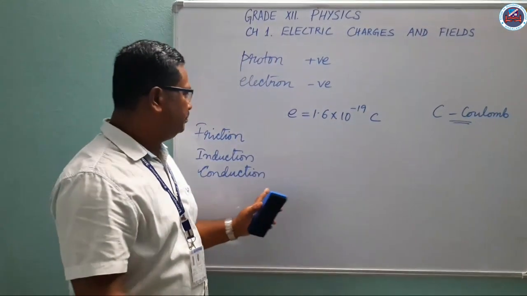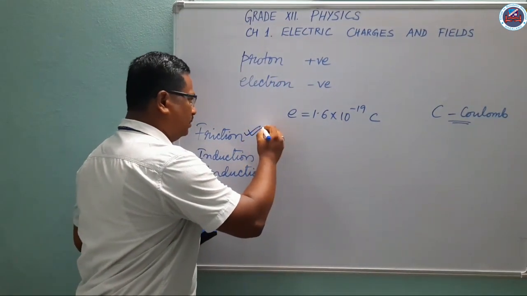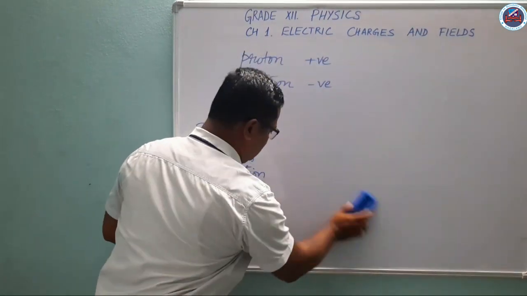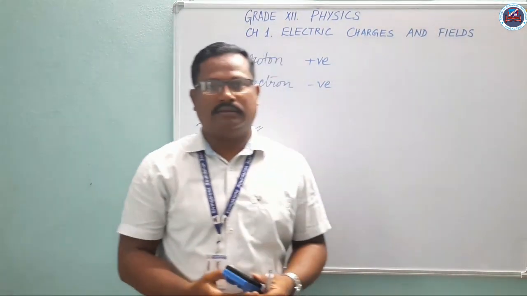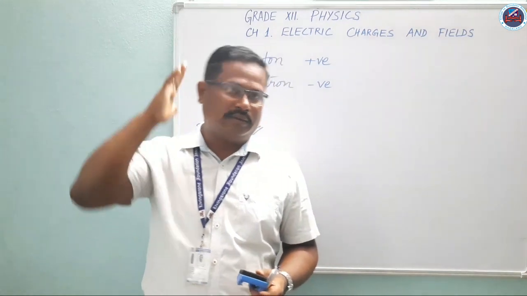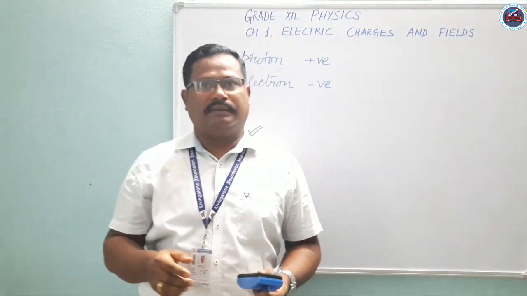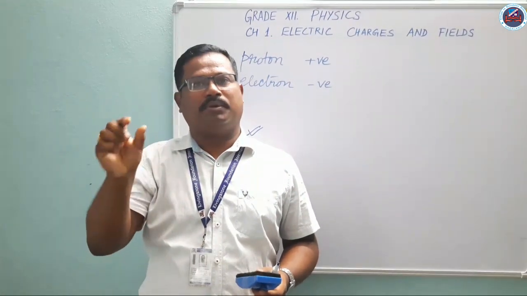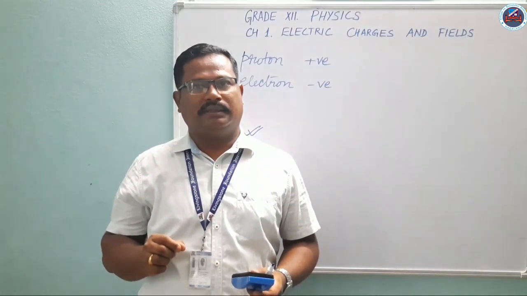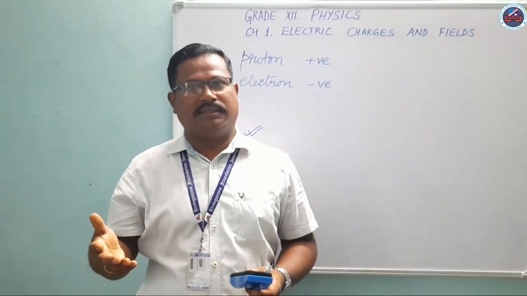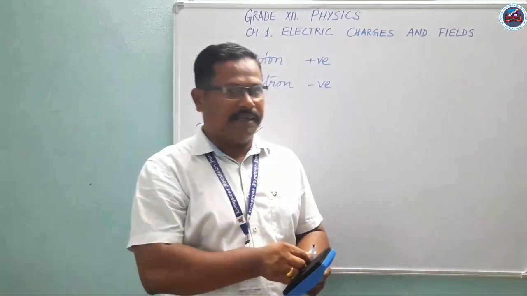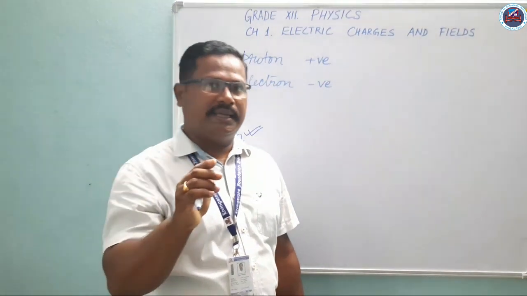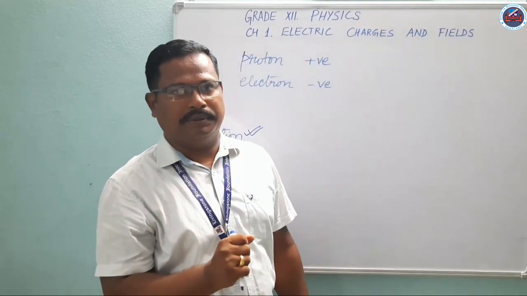So in this process, let me talk about friction. Generally, you all know that whenever we rub a plastic scale on our dry hair, electrons get released from the scale to the hair. Now the scale gets positively charged in that process, and the hair will get negatively charged in turn. Now when I bring that plastic scale near small bits of paper, the plastic scale will be able to attract small bits of paper.